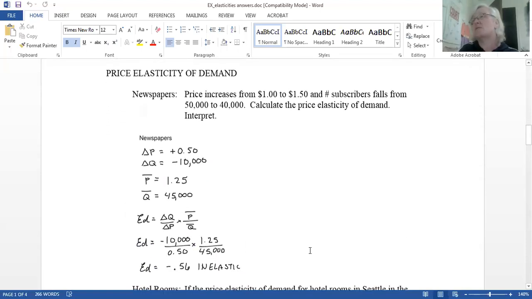That being said, let's go to our first practice problem here. In the price elasticity of demand, the example is the price of the newspaper. Remember those things that our grandparents used to have? Price increases from $1 to $1.50, and they see that the number of subscribers falls from 50,000 to 40,000.